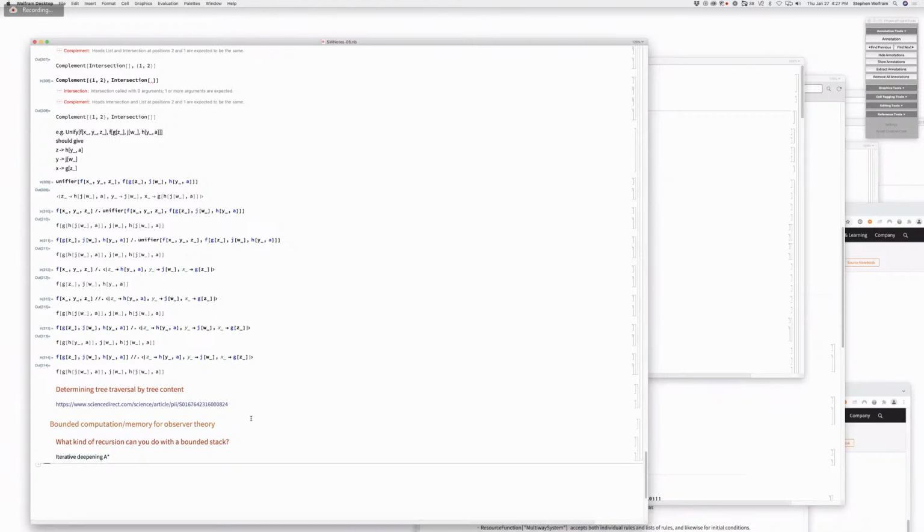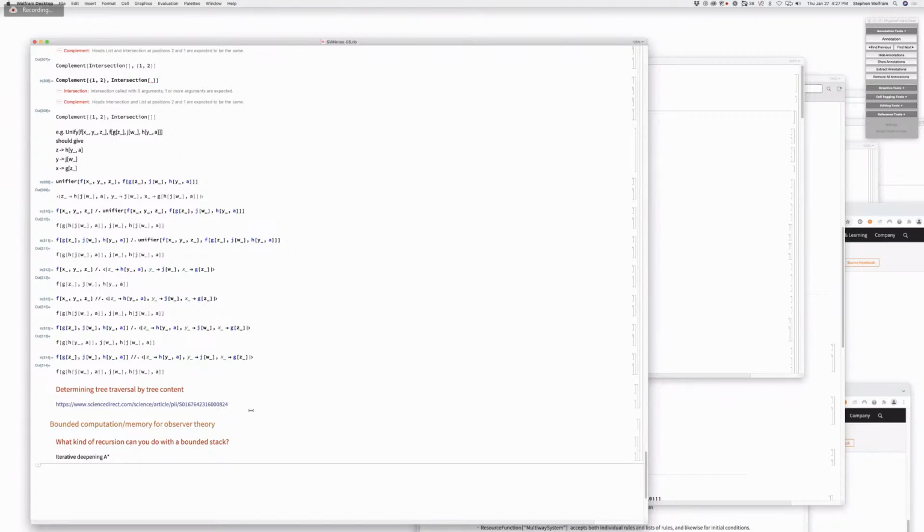I hadn't thought about that. In other words, this relates also, Ian, to your tree traversal business. In tree traversal, if you do breadth first tree traversal, you don't need a deep stack, right? You're just doing, it's a very shallow stack.